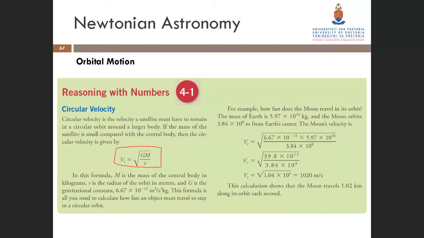So for an example, how fast does the moon travel in its orbit? The mass of Earth is given here, and the moon orbits at this distance from Earth's center. So you plug that into our equation, and we have a velocity of 1,020 meters per second. This calculation shows that the moon travels at 1.02 kilometers along its orbit each second. Straightforward.